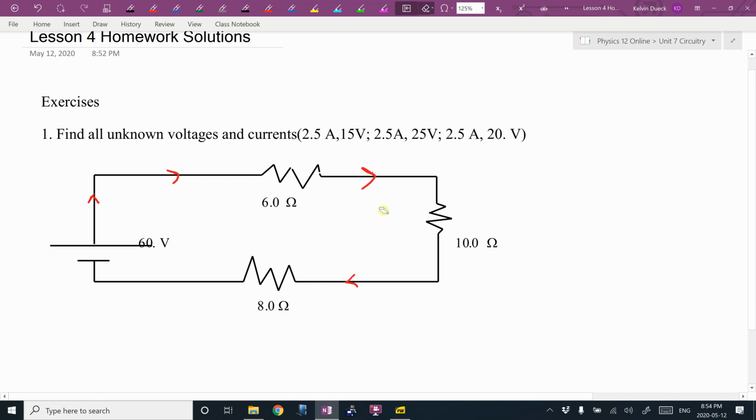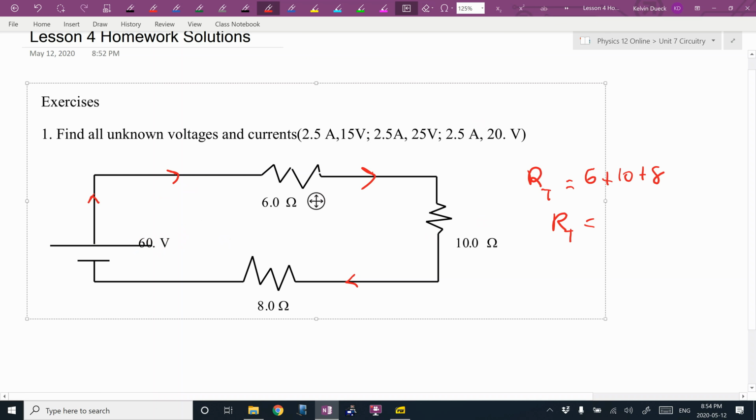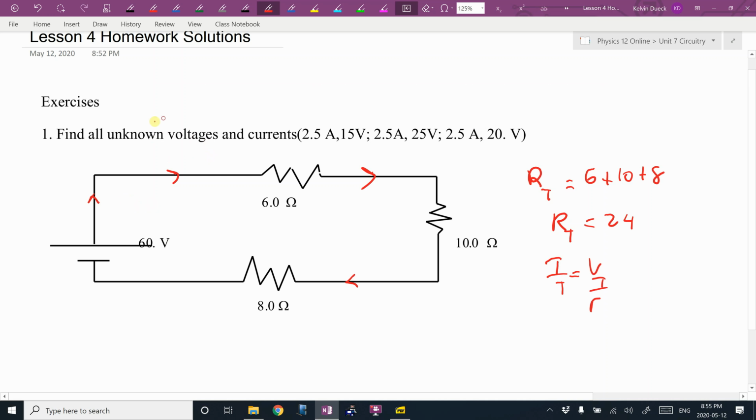So these three resistors are in series. Our total is really 6 plus 10 plus 8. Our total is 24. I total is going to be V total over R total. It's going to be 60 divided by 24, divided by 6, divided by 6. I get 10 over 4, divided by 2, 5 over 2, 2.5 amps.